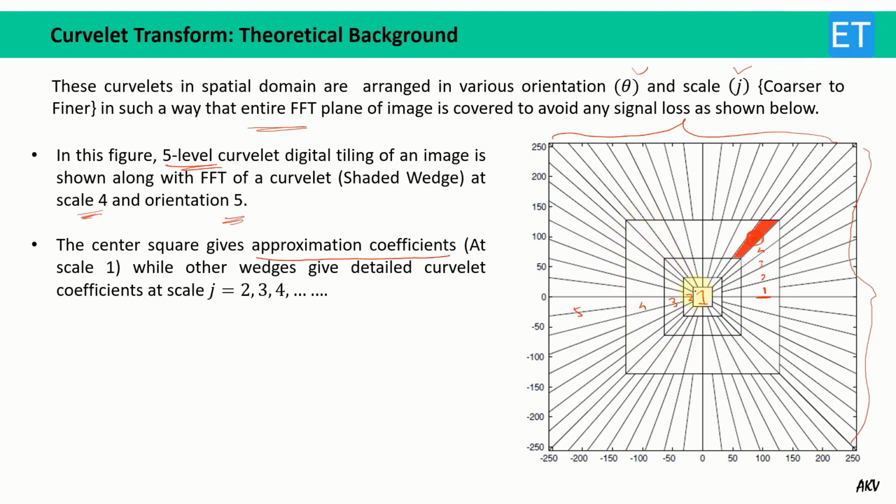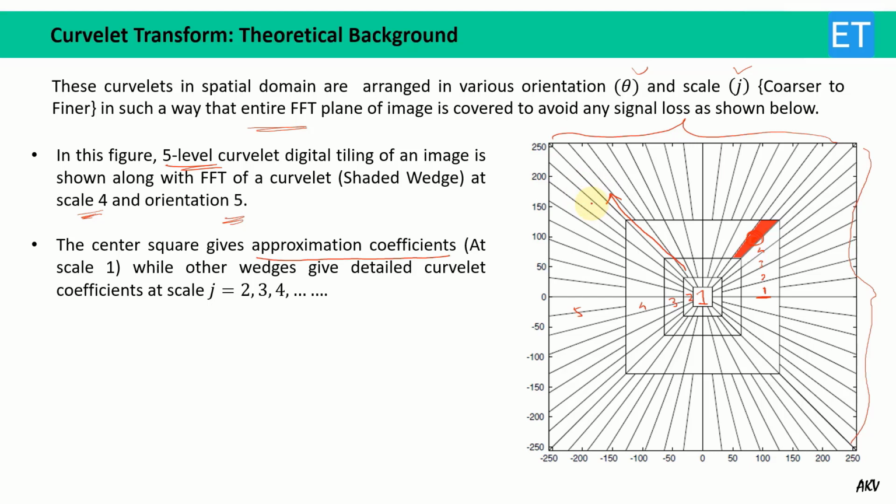Okay, and all these other wedges represent the detailed coefficients of the image, that means the high frequency contents in the image. So when you move from a lower scale to a higher scale, your curvelets are compressed, as you have seen in the previous slide. That means here you get the coarser wavelets, and at the finer level you get very sharp wavelets.